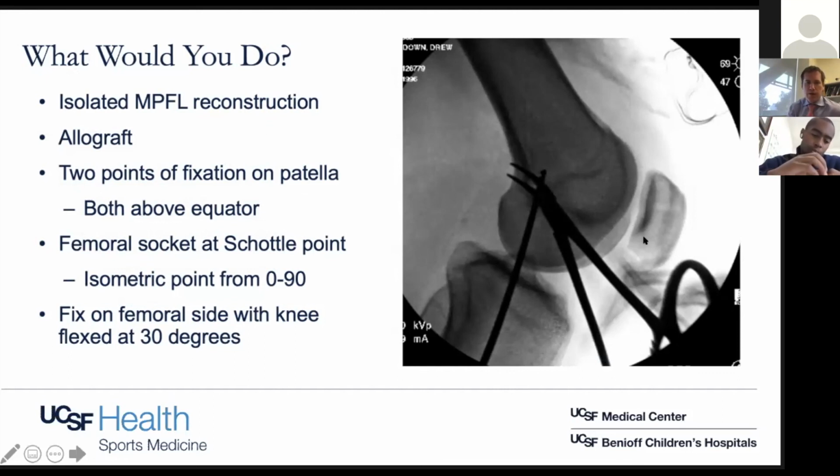So using allograft, our 2 points of fixation on the patella, both above the equator, femoral socket at Schottle's point. So I'll put the pin in, localize that with fluoro. And then after it's in, I'll just put my clamp there to ensure that it's right there, and then check isometry. And then fix on the femoral side with the knee flexed at 30 degrees.